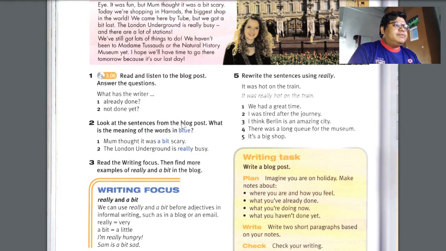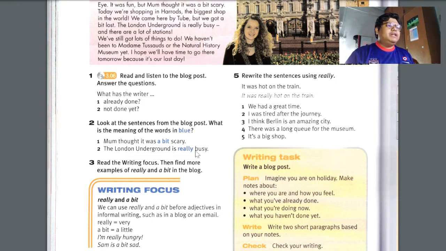Look at the sentences from the blog post. What is the meaning of the words in blue? The words in blue, a bit and really. Mom thought it was a bit scary. The London Underground is really busy. So if you are wondering what a bit and really mean, this is what we call conditional adjectives.